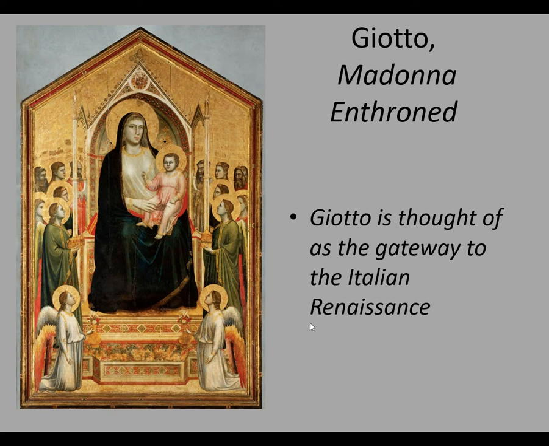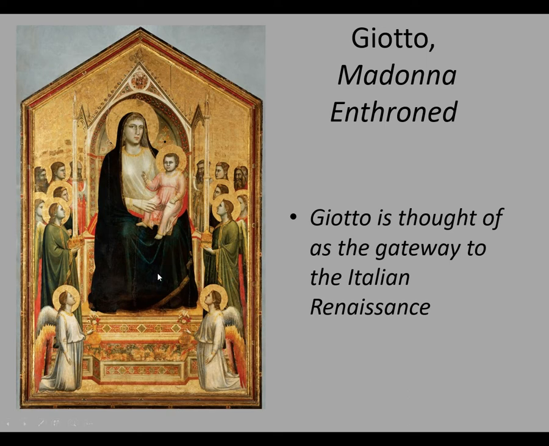So this is his Madonna Enthroned. And you can see he has a much more voluminous Mary. She has volume. She seems to have depth. She's round in form. You can see the drapery here, even though it's dark. You can see her knee kind of poking out. Same thing with the angels here. Everybody seems to be like a solid figure in a space.